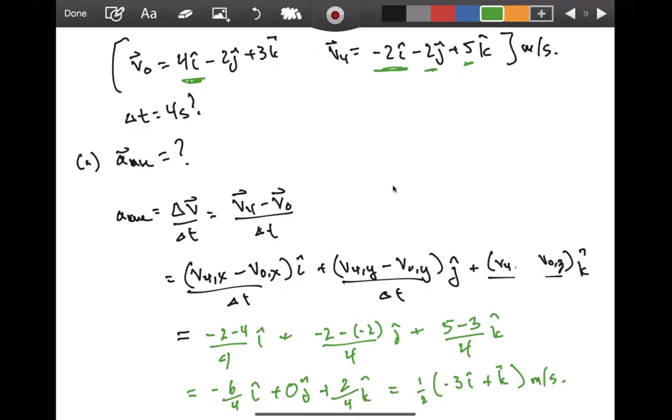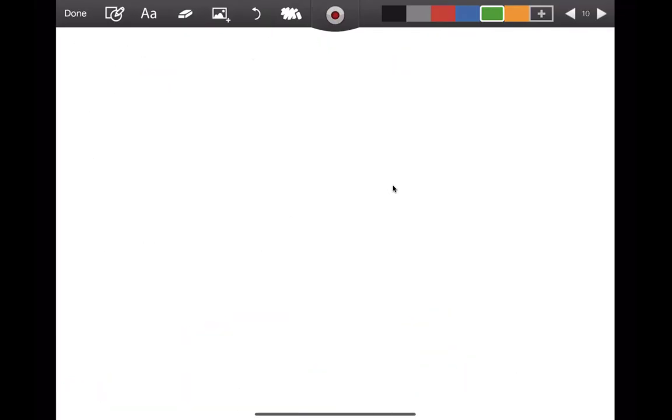Good. So part B then wants to know, what is the magnitude of this? So part B then says, what is the magnitude of my average acceleration? So this, by the Pythagorean theorem, is going to be the square root then of the x component squared plus the, this is of the average, so average x squared plus average y squared plus average z squared.